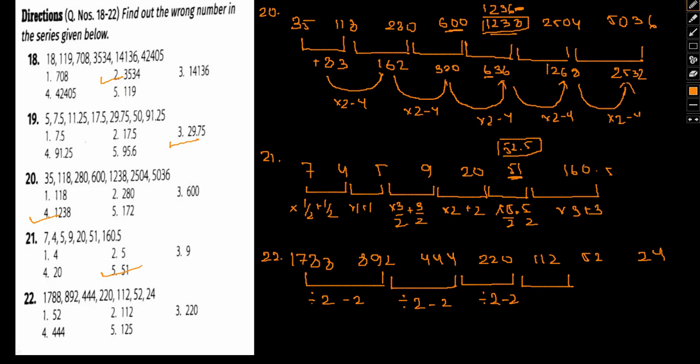this would be 110. Okay, here is the error. 110 divided by 2 minus 2 should have been 110 minus 2, 108. Okay, let's consider 108 and proceed further. 54 minus 2, 52, yes, satisfied. And 52, 26 minus 2, 24, satisfied. So 112 is the wrong term.